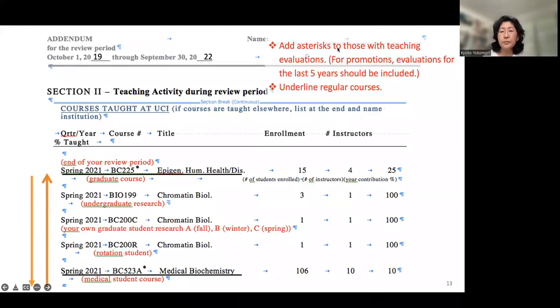A couple of things I want to bring up. You should put an asterisk next to the course number for those courses for which you are attaching a teaching evaluation. Also, you should underline the courses that are regularly offered, like every year or every other year. And for the teaching evaluations, I might say it again, but you just need the last 5 years. For regular merit reviews it's usually 2 to 3 years, so it doesn't matter. But for promotion and advancement, which cover longer than 5 years, all the teaching evaluations you need are just the most recent 5 years.